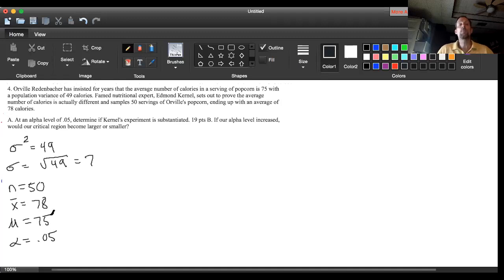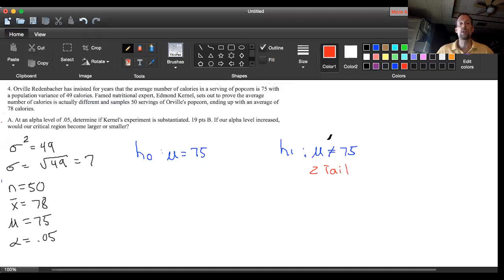So pause the video, see if you can figure out the H0 and the H1. Okay, so our null and alternative hypotheses end up being mu equals 75 for H0 and H1 not equal to 75, and that's a two-tailed test because they're asking us if the number of calories is actually different. So I'm going to put in here two-tailed test.